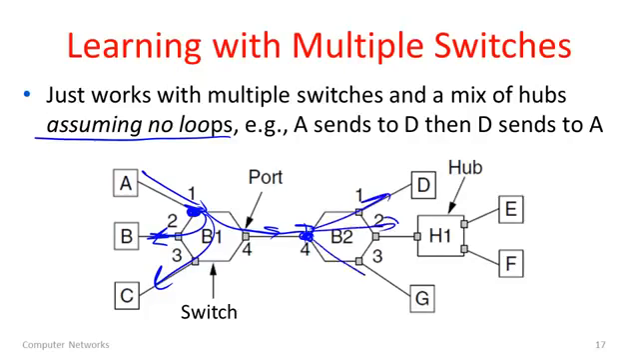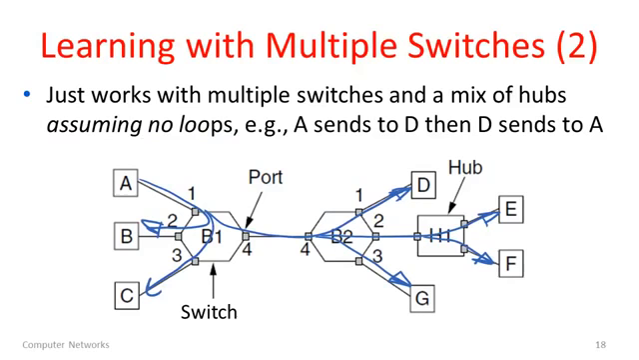Well, we'll just send it out all of the ports. That's what we do. We broadcast if we don't know. It'll go to G. It'll go to D. Yes, that's what we wanted. It'll also go out here to the hub. The hub, by definition, wires everything together, so it will go out the other ports. It'll reach E and F. Wow. So A's frame went everywhere. But at least it got to D.